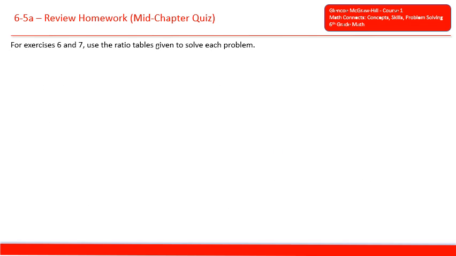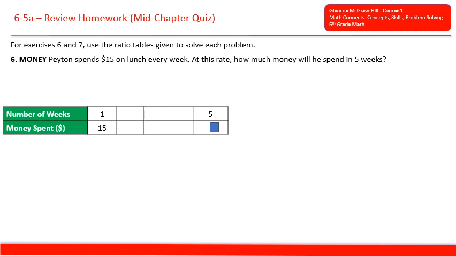Okay, for exercises 6 and 7, use the ratio tables given to solve each problem. Number 6, money. Peyton spends $15 on lunch every week. At this rate, how much money will he spend in 5 weeks? So let's use method number 1 and find a pattern and extend it.